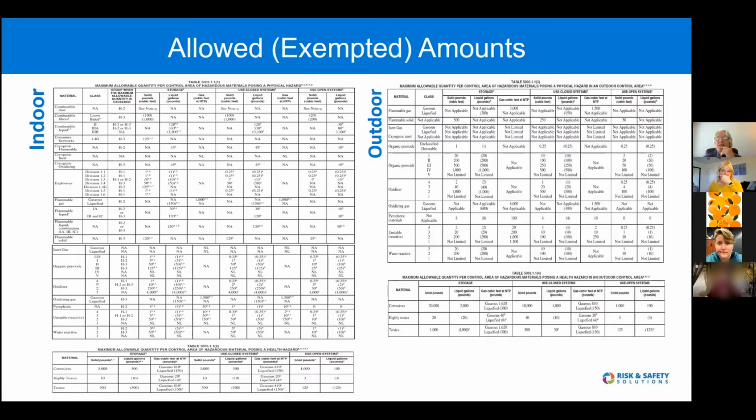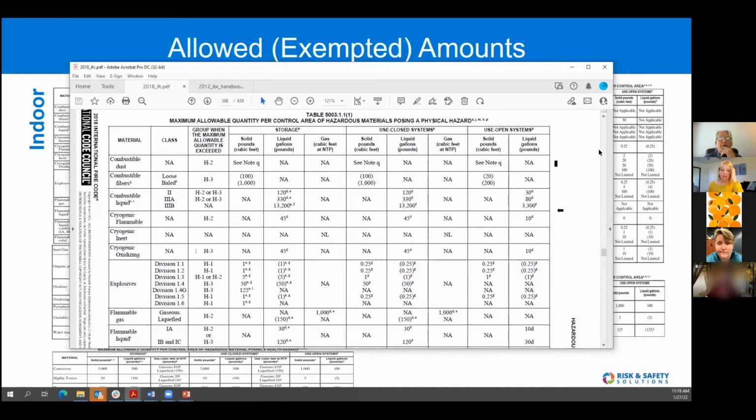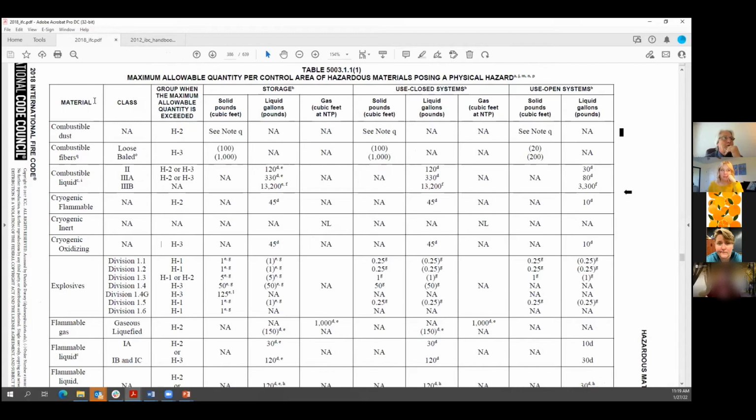Actually, I'm going to cheat just a little bit and slide over the International Fire Code from 2018. It's the same table, but it's a little bigger. And this is the indoor one. You can see these tables are 5003.1.1, parentheses 1, 2, 3, and 4. And these are the hazardous materials. These are the classes, if they exist. The other, so this is for B occupancy.